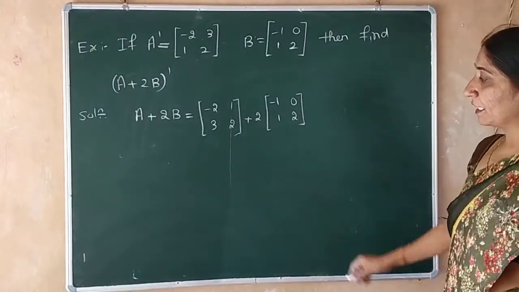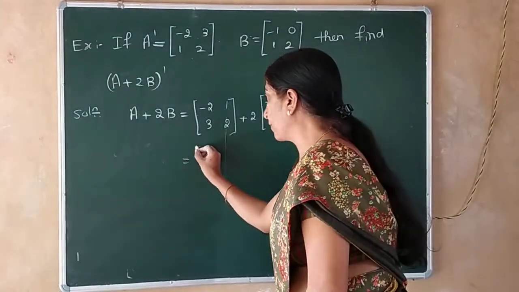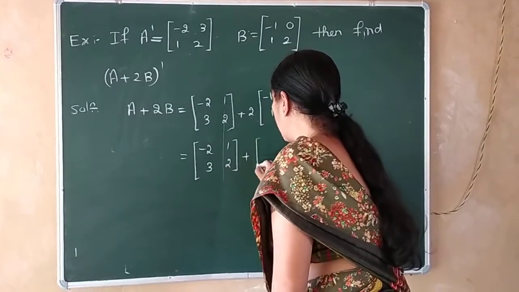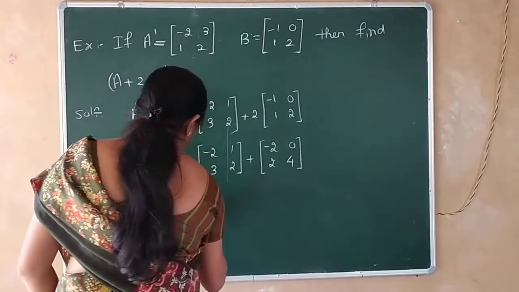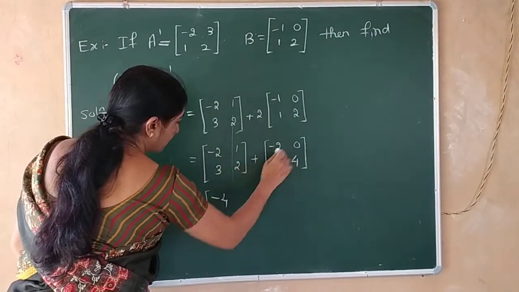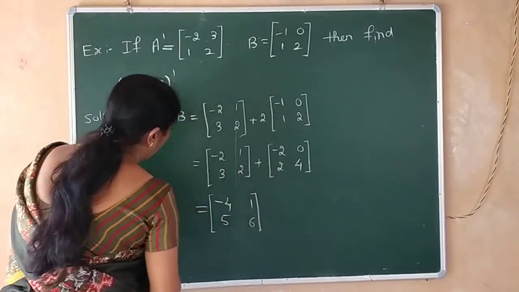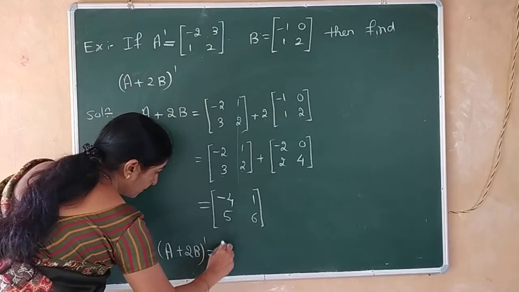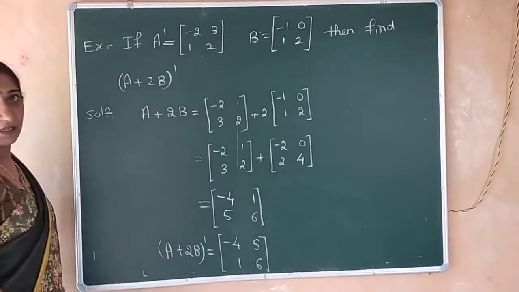Then multiply the second matrix, each element, with 2 because it is a scalar multiplication. [-2, 1; 3, 2] plus [-2, 0; 2, 4]. Then go for addition. Minus 2 plus minus 2 is minus 4. 1 plus 0, 1. 3 plus 2, 5. 2 plus 4, 6. Then what you have to do? We have to write the transpose of this. So it is [-4, 5; 1, 6]. So this is the required answer.